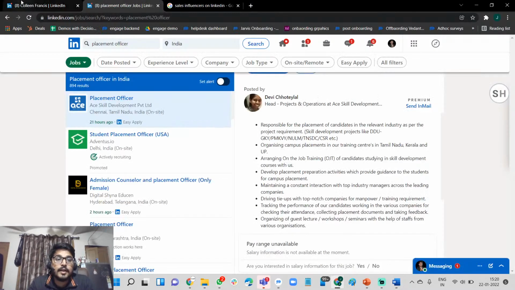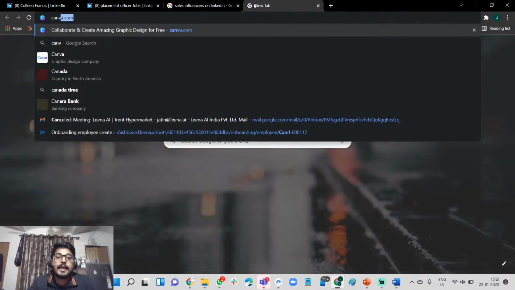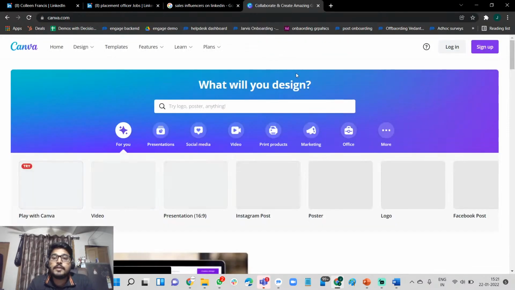Now let's move on to the profile of Colin Francis and understand the various elements of a LinkedIn profile and how exactly we can build it. So if you see, the first element is the cover photo. How to build a cover photo? You need to go to this particular tool, that is canva.com. You just need to go to this tool.